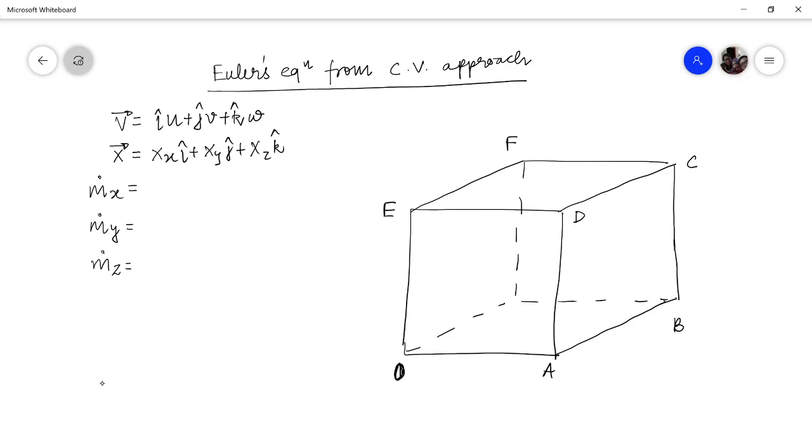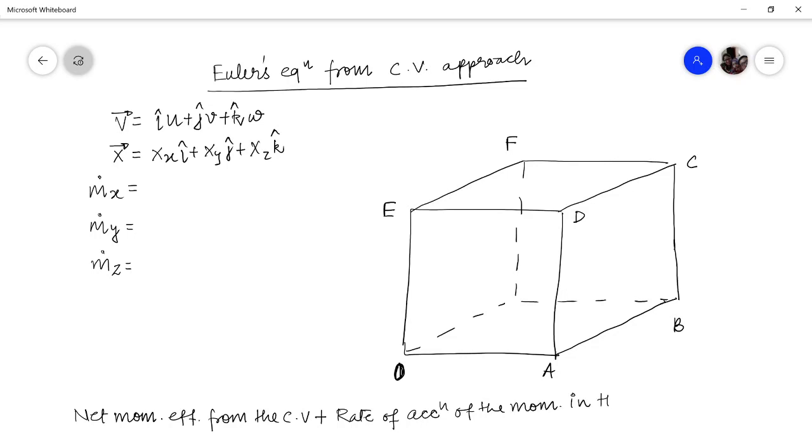So this will be the net mass efflux, sorry, as this is the momentum equation, the net momentum efflux from the control volume plus the rate of accumulation of the momentum in the control volume, that should be equal to the net force.